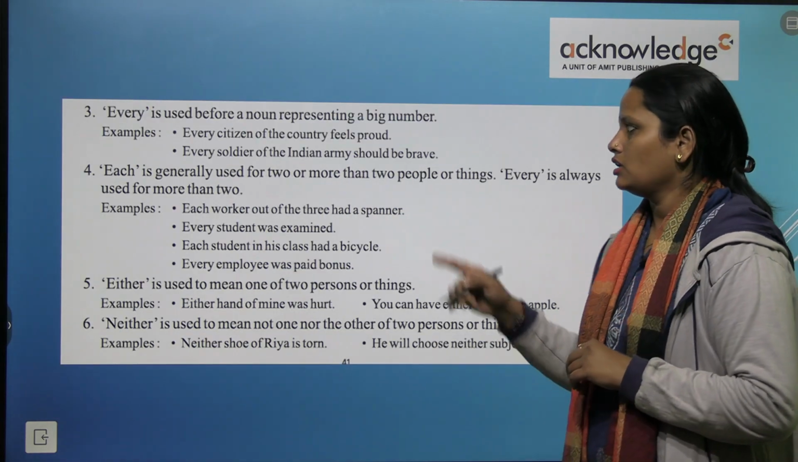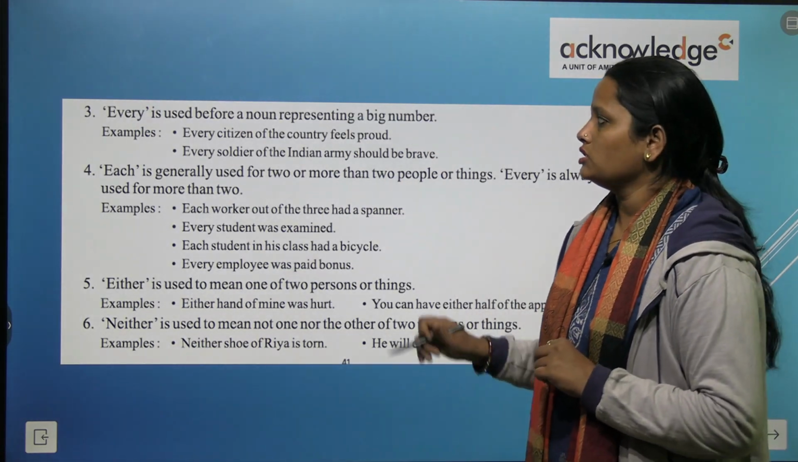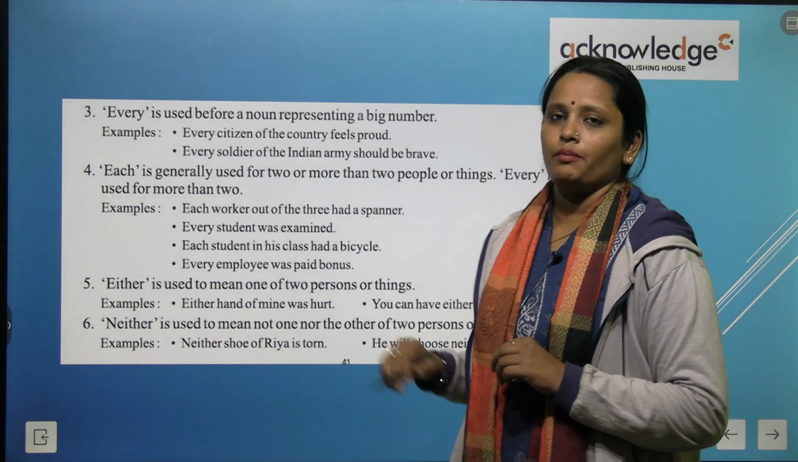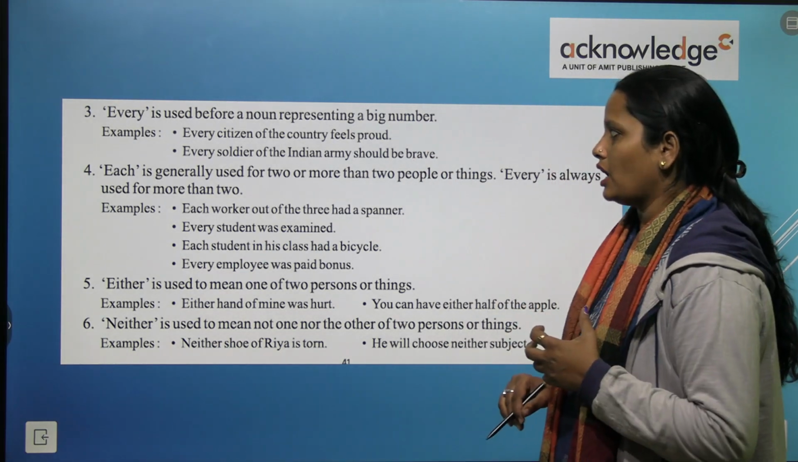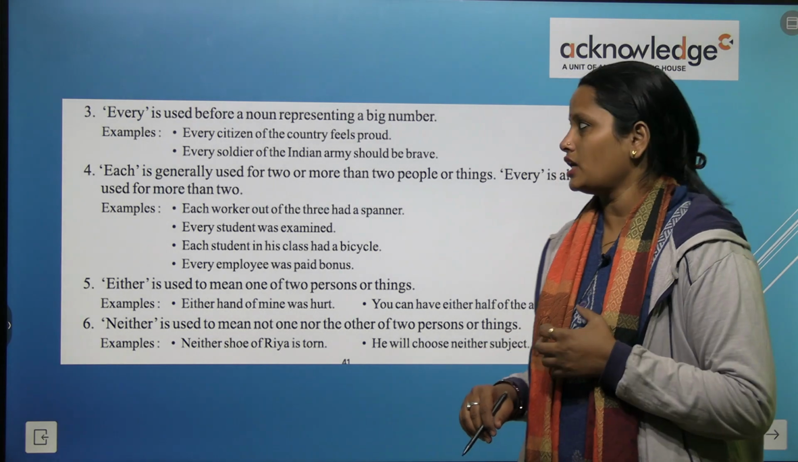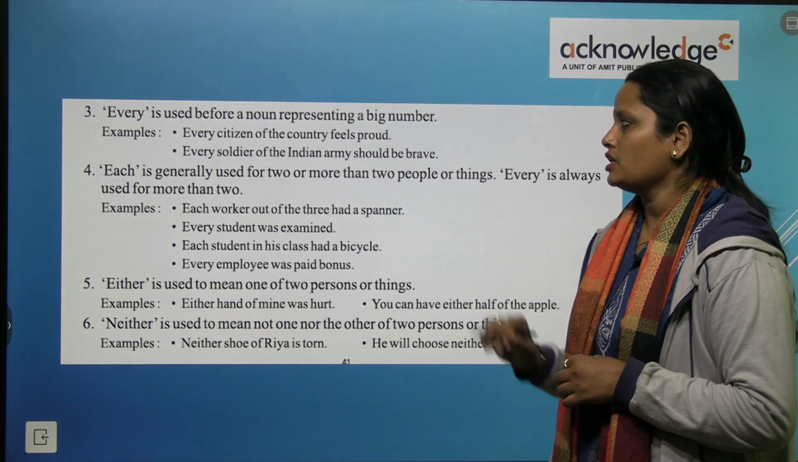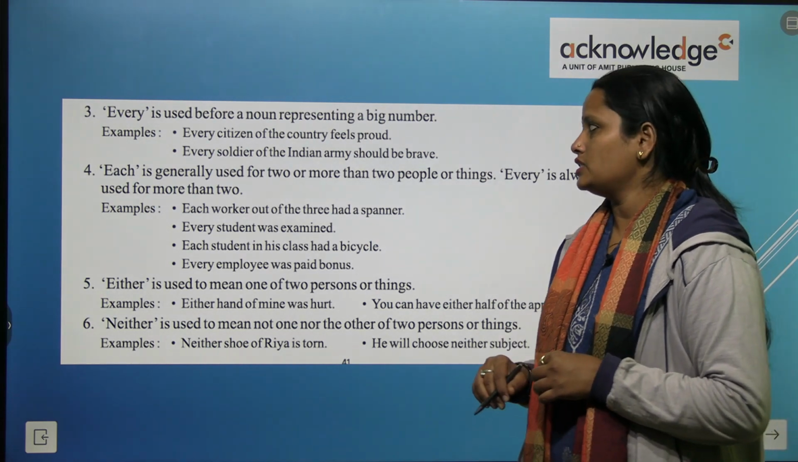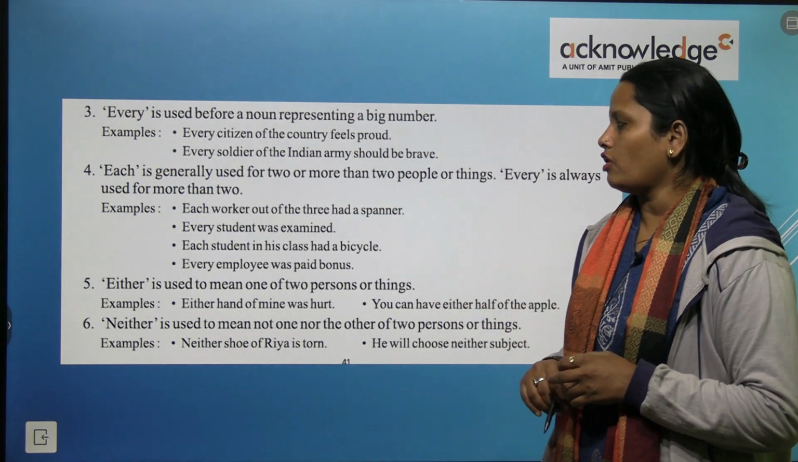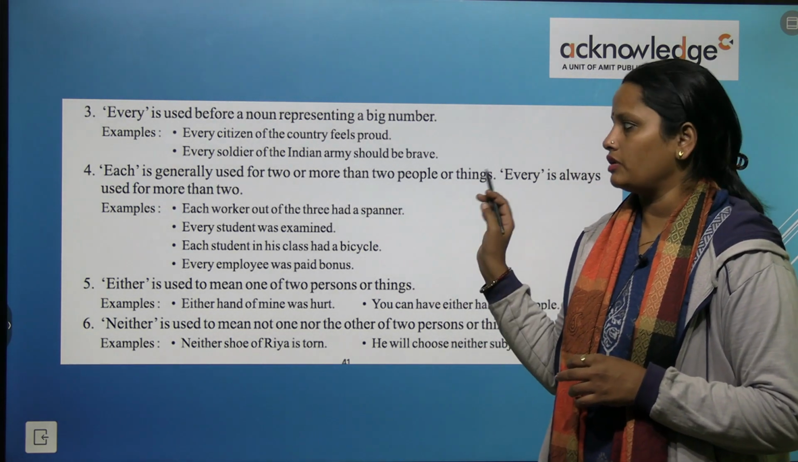Every is used before a noun representing a big number. So every हम कहाँ पे यूज करते हैं, ऐसे noun के साथ जो एक बड़े नंबर का है. For example, every citizen of the country feels proud. Every soldier of the Indian Army should be brave.